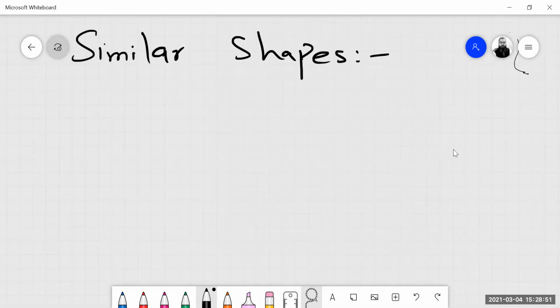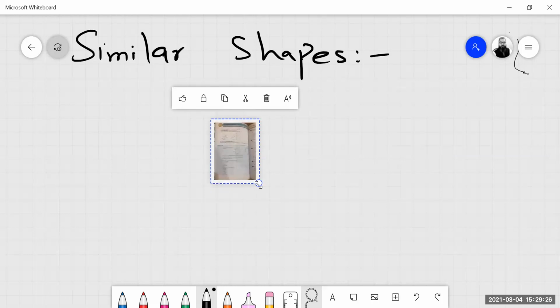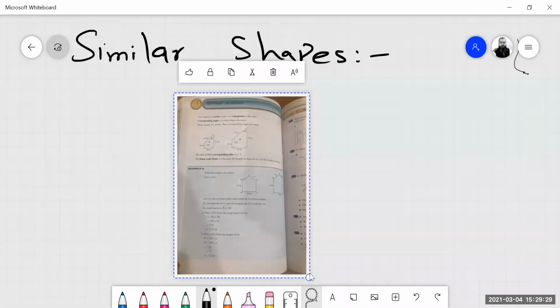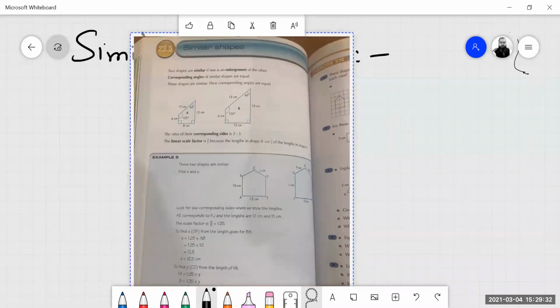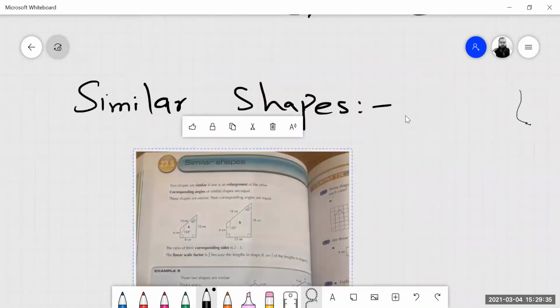Let me share this page on your screen, then we will find it easy to understand. Can you see it now easily? Yes.